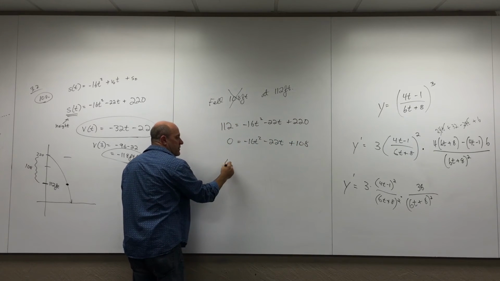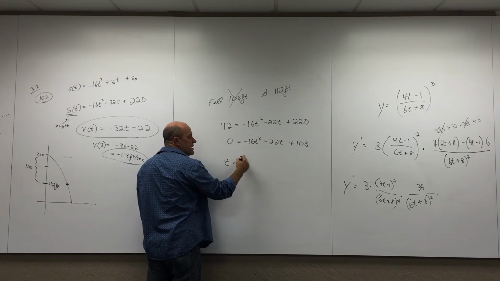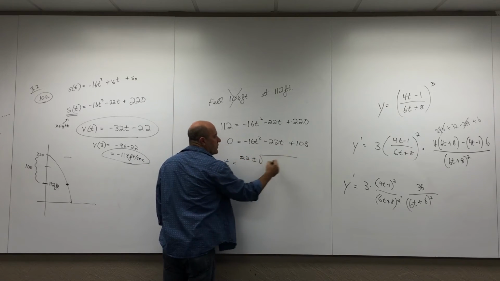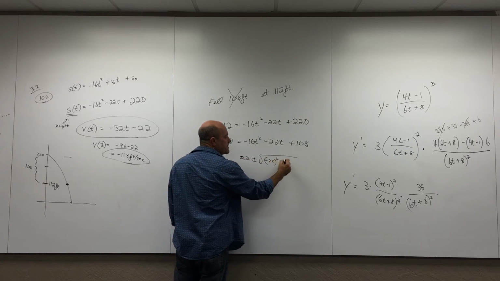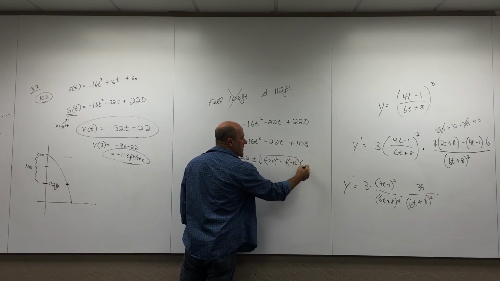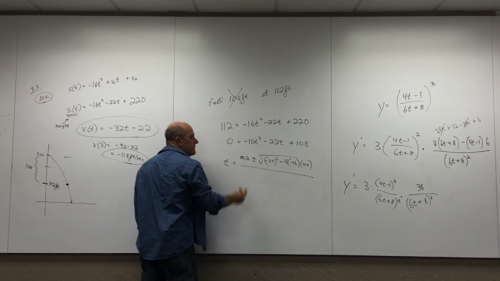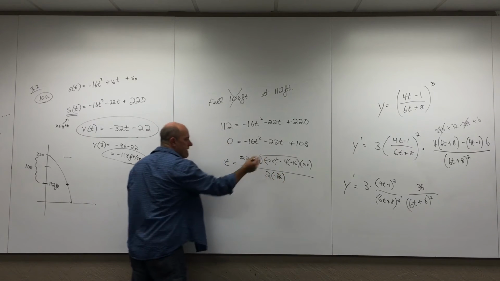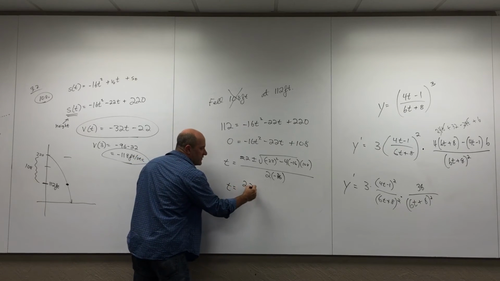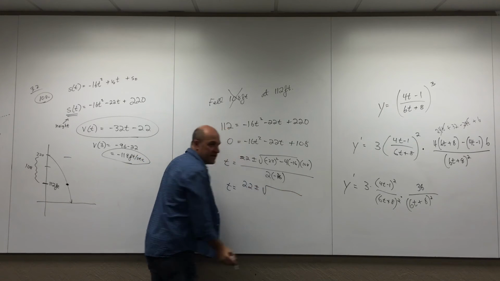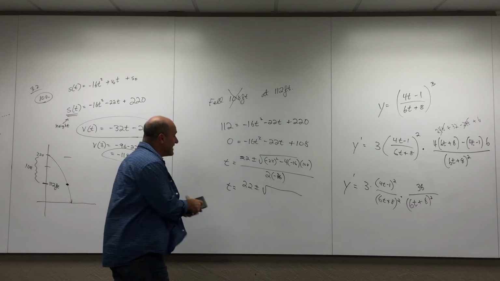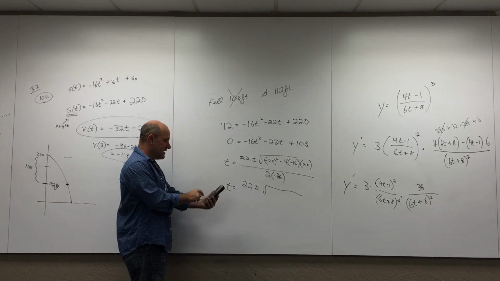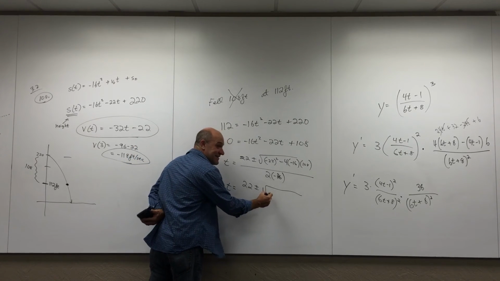Solve the quadratic formula. T equals negative b plus or minus the square root of b squared minus 4ac, all over 2a. You guys know how to do this? It's 22 plus or minus the square root of... You guys could help me, but John Henry's faster than the cotton gin.